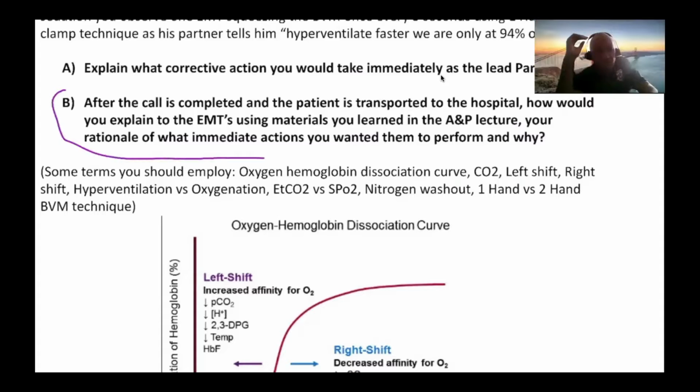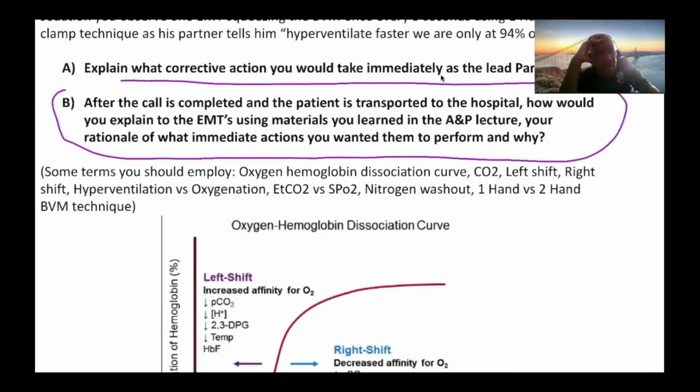After the call is completed and the patient is transported to the hospital, how would you explain to the EMTs, using materials you learned in the A&P lecture, your rationale of what immediate actions you wanted them to perform and why?